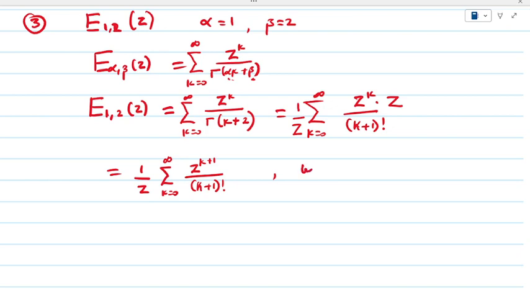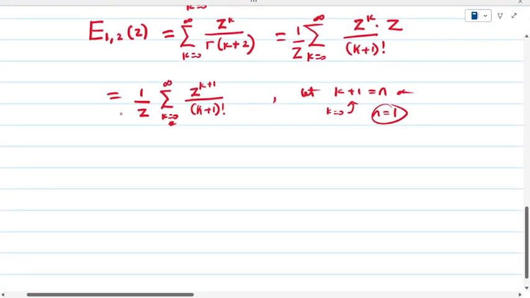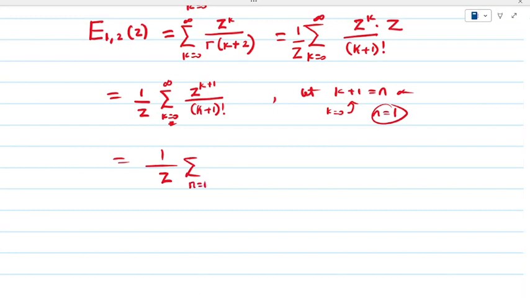So here I say let k plus 1 equals n. Also at k equals 0, we substitute it here, then we have n equals 1. So we substitute these two equations, and we have a new series: summation n equals 1 to infinity of z to the power n over n factorial. So we're trying to find the series of this.